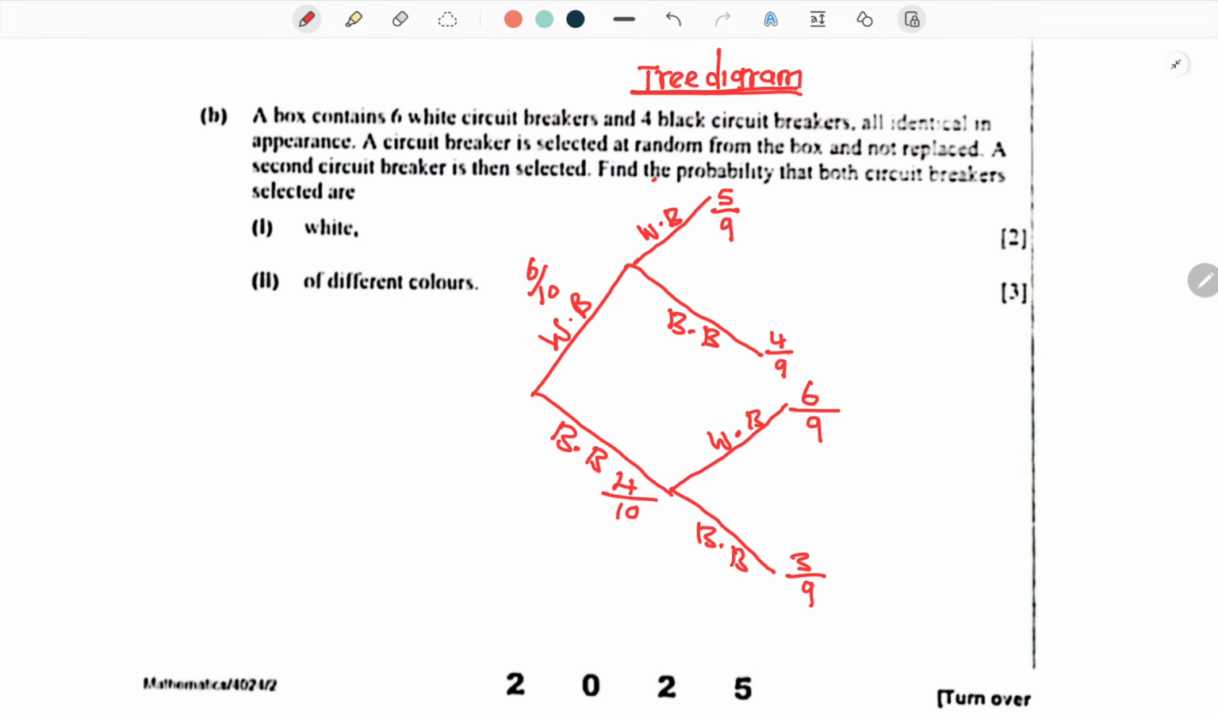Now we can find our answers. The first question was saying we find the probability that both circuit breakers selected are white. Now the word both under probability simply means multiplication. So P white is going to equal, so we are going to pick white. So this is going to be white.